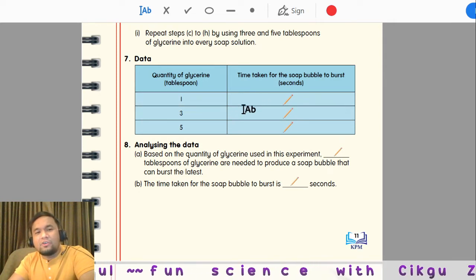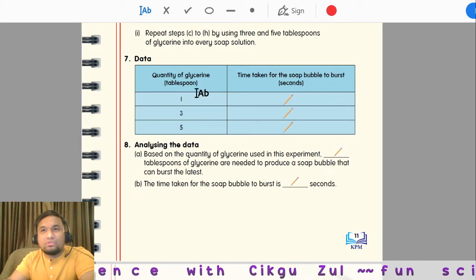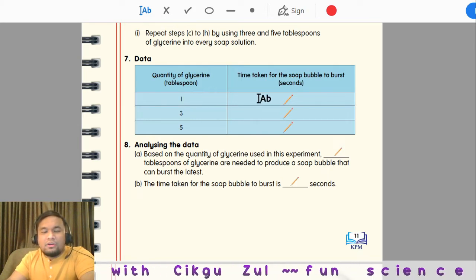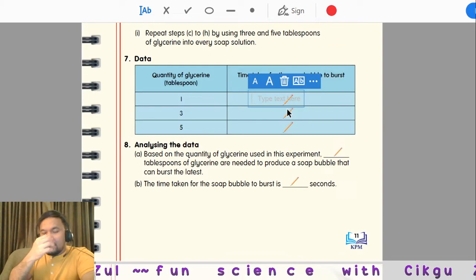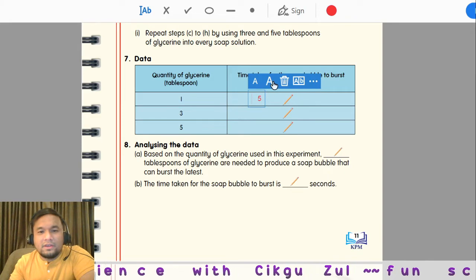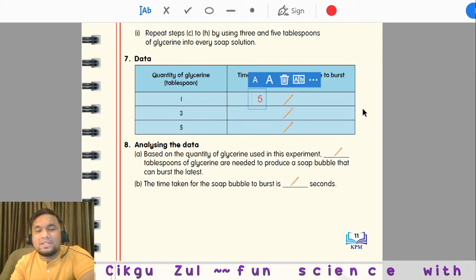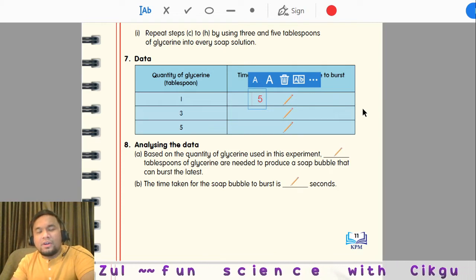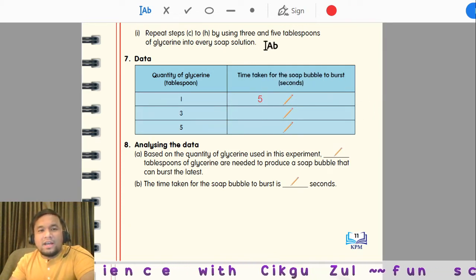Okay, kita letaklah konon-konon kalau dia dengan mixture yang ada 1 sudu tu tadi, mungkin dia bertahan up to 5 second. Okay, 5 saat dia pecah. Mana tahu kan? Assumption saja ni ya. This is not real data. Okay, ingat tu. Cikgu buat anggaran saja ni.